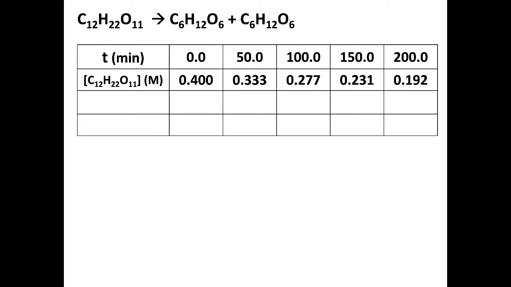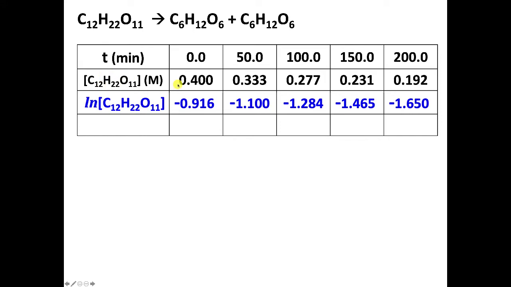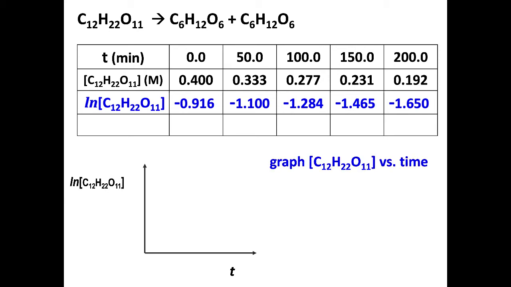Okay, to find 1st order, we leave the time alone, but we're going to need to take the ln, the natural log of the concentrations. So ln of 0.4 is negative 0.916. Ln of 0.333 is negative 1.100. Ln of 0.277 is negative 1.284, etc. for the next two. And you could look at these differences and see if they look fairly consistent, fairly regular. And you can graph ln of concentration versus time.